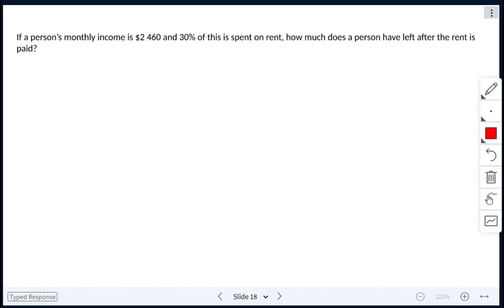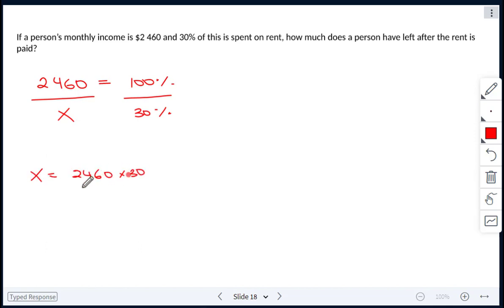All right, so 2,460, that is the 100% of the income that comes in every month. And then we know 30% of it is spent on rent. So we need to solve for X here, the actual amount that's spent on rent. So you solve for X, just cross multiply. So 2,460, multiply that by 30, divide by 100, and that gives us our dollar amount of $738. Okay, so $738 a month is spent on rent.